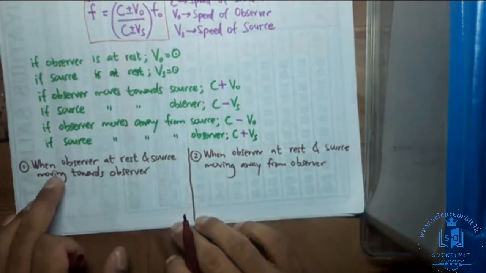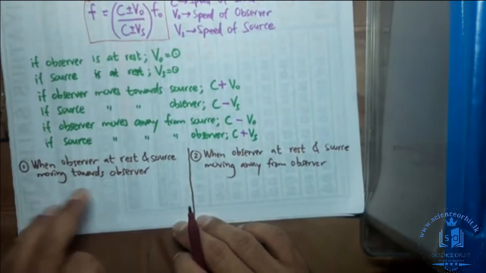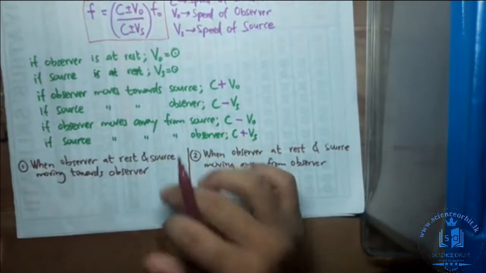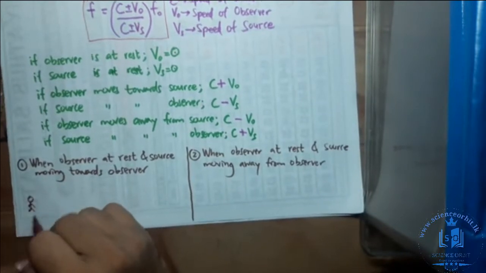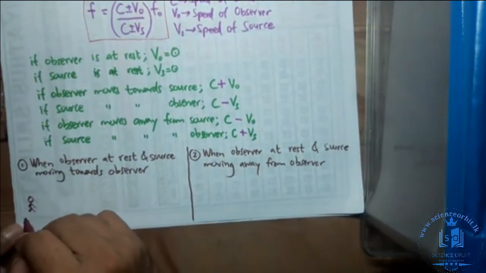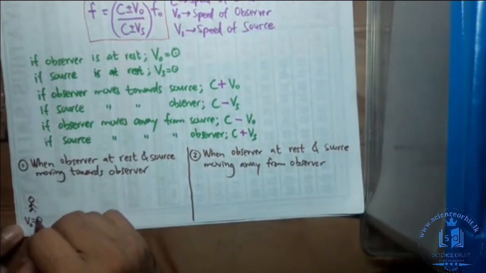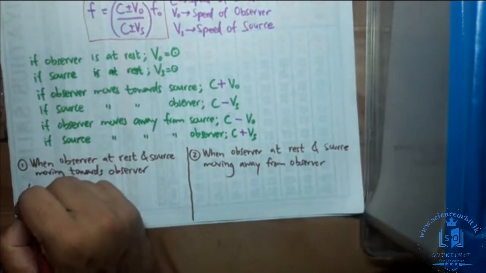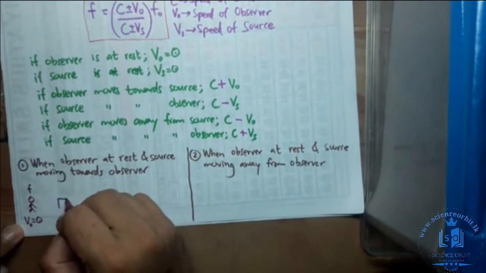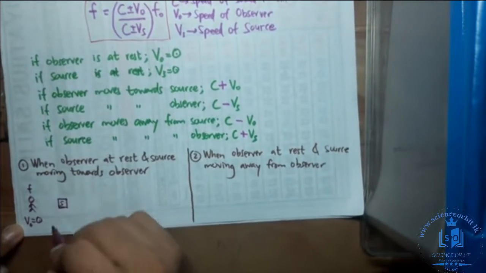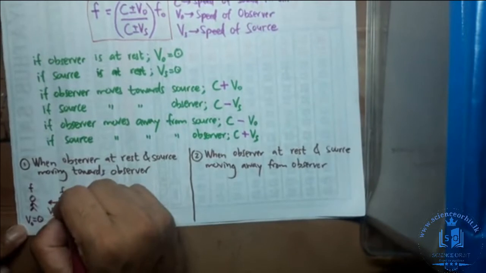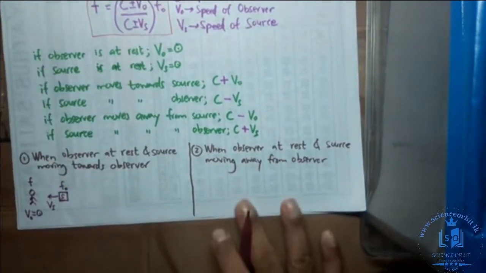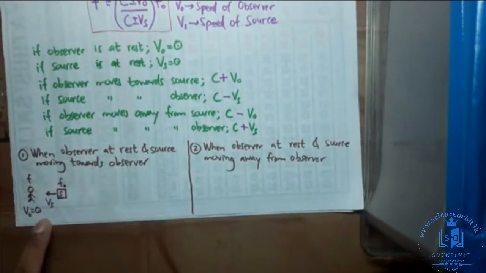So the first case is when the observer is at rest and the source is moving towards observer. For this situation, I will just quickly draw the diagram. The observer is at rest. So the observer, I'll draw a man, and if the observer is at rest, VO is 0, correct? And the observer is going to hear the apparent frequency. And the source, I'll put S, and the source is moving towards the observer, and the frequency of the source is F0. Okay, I have put this word into a diagram, right?